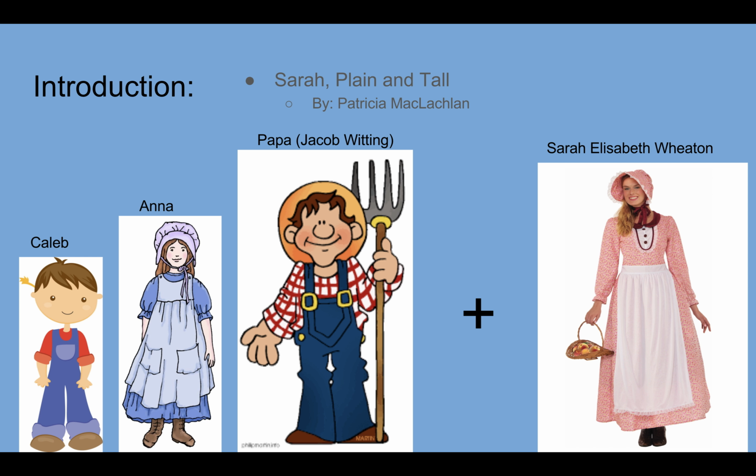Sarah, Plain and Tall is the story of a family living on the prairie at the turn of the 19th century. The father, Papa, and the two children, Anna and Caleb, do not have a mother, and so Papa, Jacob, writes a letter to Sarah Elizabeth Wheaton after he puts an ad in the paper asking for a wife.